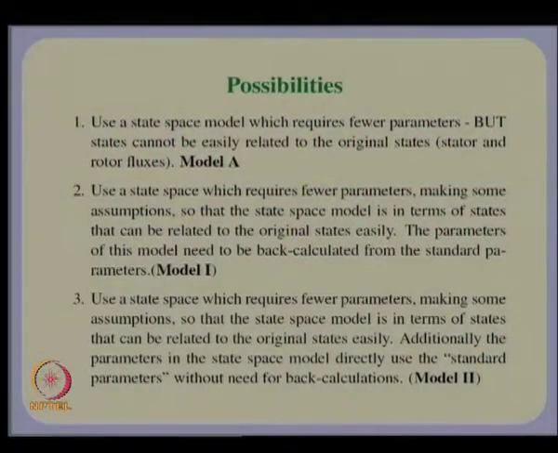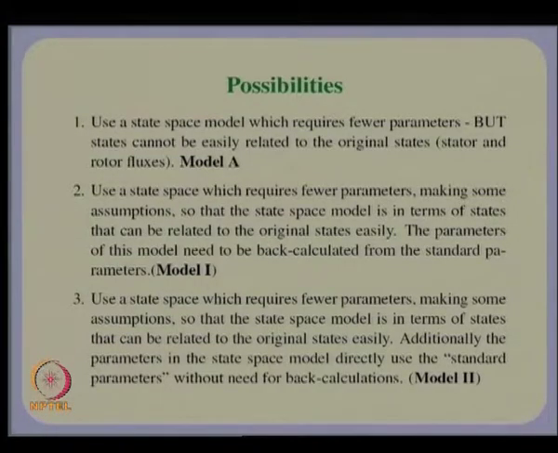We discussed this in the previous lecture, where there is no unique way to obtain a state space model from a transfer function. So, if you have got a transfer function, do not put a condition that you should write the equations in terms of the original states, that is the stator and rotor fluxes, but write it in terms of states such that the state space model requires fewer parameters. Can you do it? Yes, you can do it. We shall show you shortly. So, the first possibility is to use a state space model which requires fewer parameters, but the states cannot be easily related to the original states, which are the stator and rotor fluxes. So, that is model A.